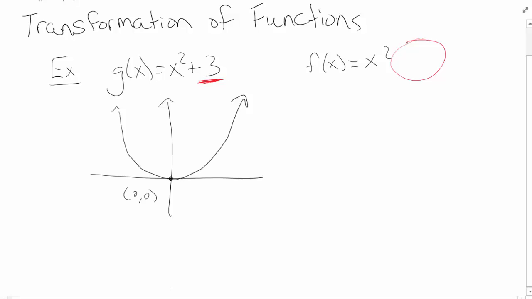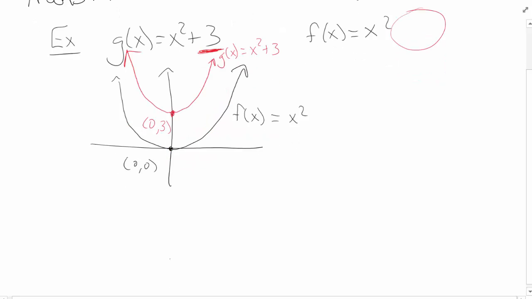Outside of a function affects your output values. Output values are y values, so I'm essentially adding 3 to every single y value. Right now my y value is 0 there. 1, 2, 3. That means I move up 3 in the y direction, so now I'm sitting at 0, 3. And it's just going to be essentially a copy or a shift of that moved up. So this one is g of x is equal to x squared plus 3. If you ever have had a transparency like on an overhead projector, I just shifted the transparency up by 3.